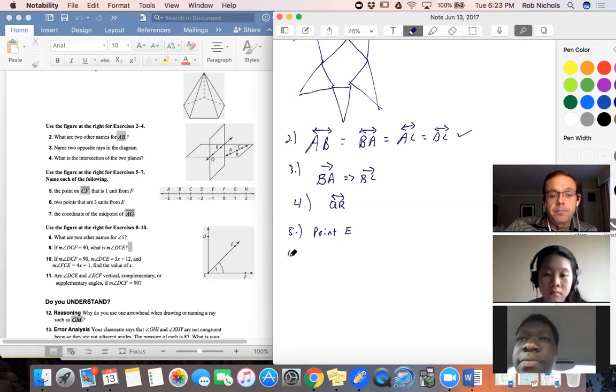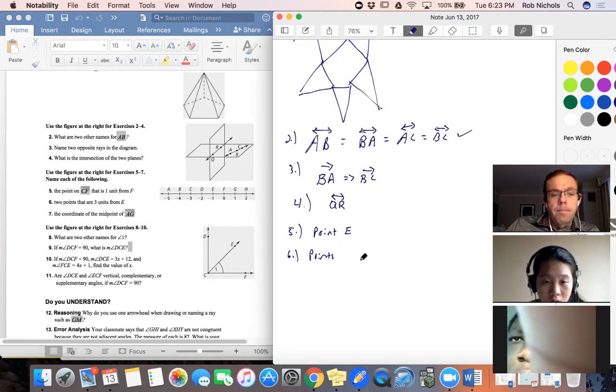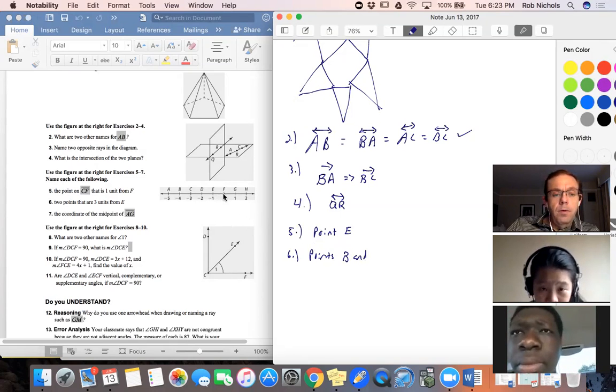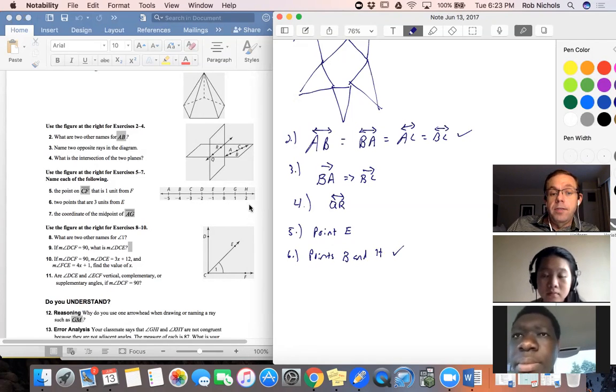All right, number 6. What are 2 points that are 3 units from E? Is it point B and H? Okay, so let's check the other one. 1, 2, 3, and H. You got it. Remember, we can go either direction for distance, right or left. Awesome. Okay, number 7. What is the coordinate of the midpoint for AG?